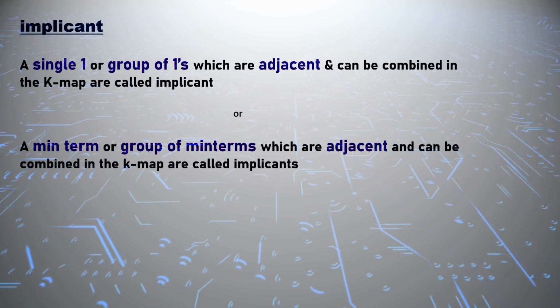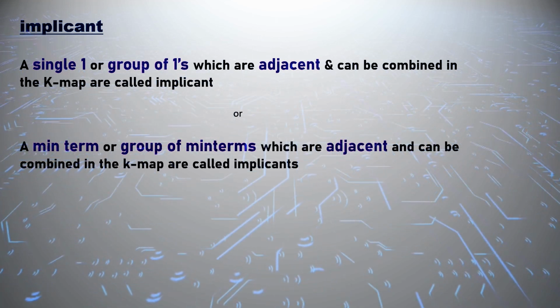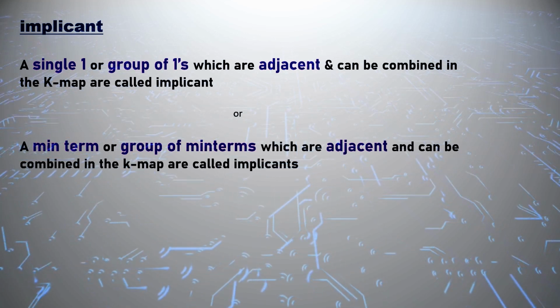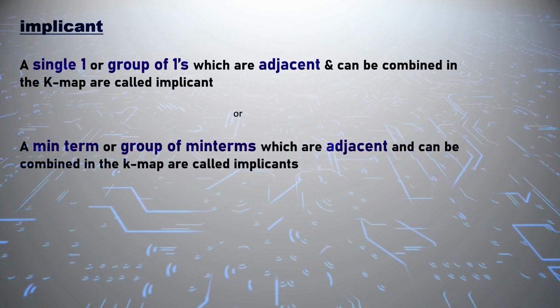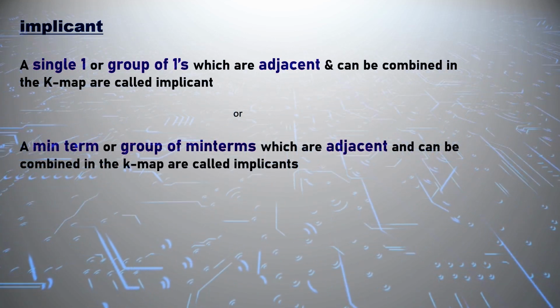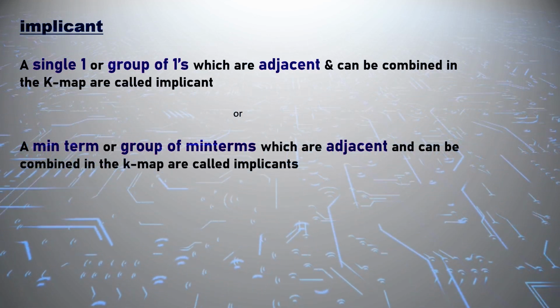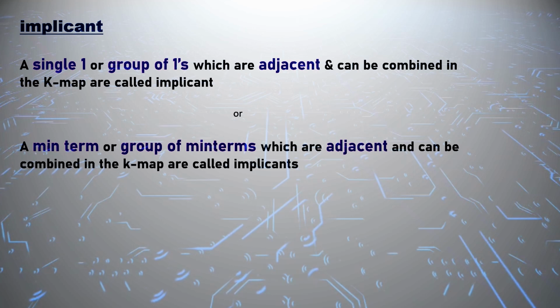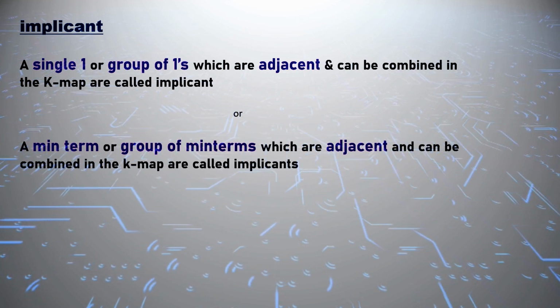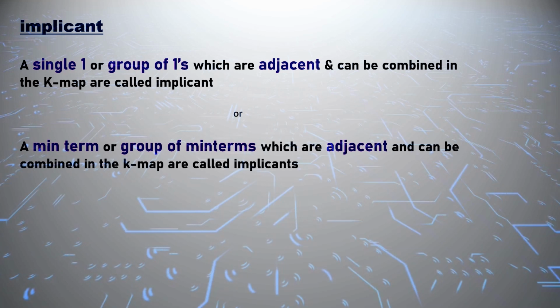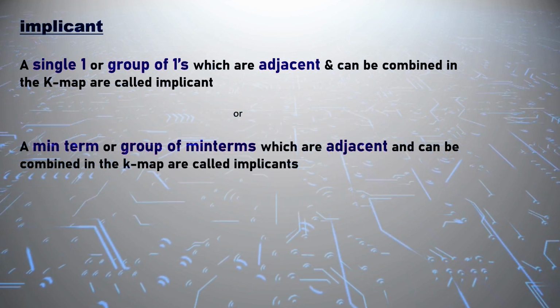Before that, let's understand what is meant by implicant. The main things we are going to cover are prime implicants and essential prime implicants. Implicant means the whole thing, the combined thing. A single one, or a group of ones adjacent to each other that can be combined, is called an implicant, or minterms. Basically we call ones minterms, or minterms ones, in the K-map itself.